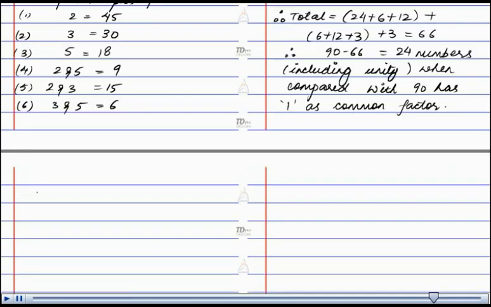The required result will be 24 minus 1 because it also includes unity, that is 23. This is the required solution.